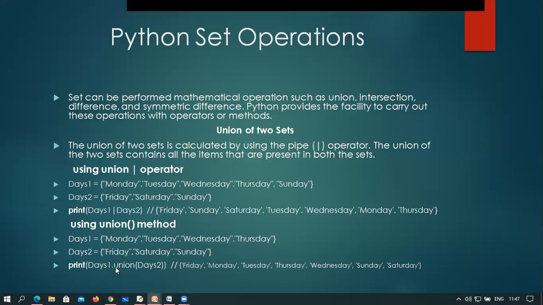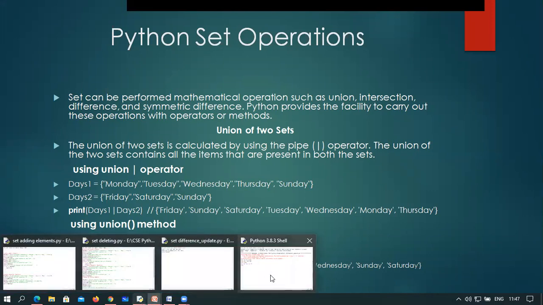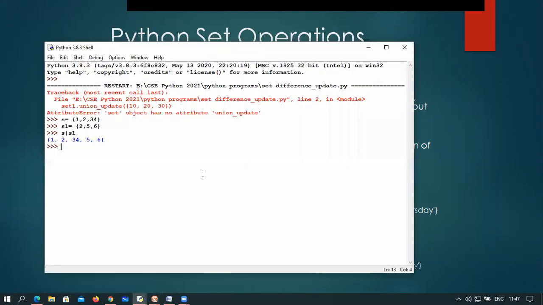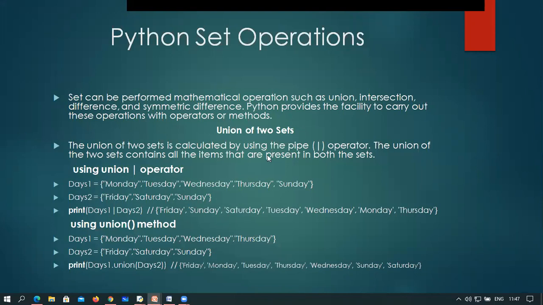Or you can even use this function. If you want, I can take that one also. S dot union, you want to take the union of that with S1. So you're getting these values. If you want, you can store that in some other variable. The same value you're getting. So these are very simple things.